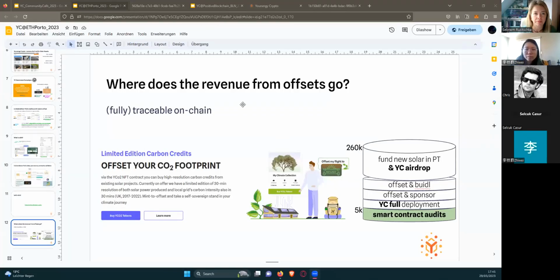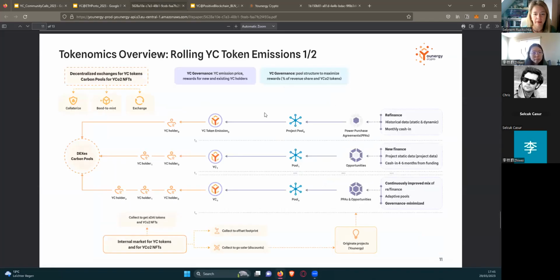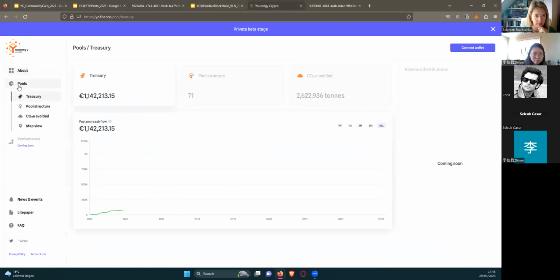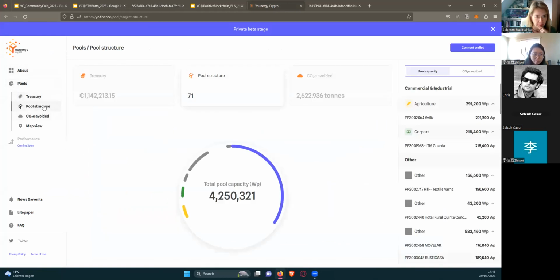But now it looks like the Portugal project funding is actually going to start with a refinance. And we have gone through all these scenarios and we knew that they're possible. We just didn't know which one is going to start how. Let me share again my screen. And here, yeah, and then also the pools. Pool structure.